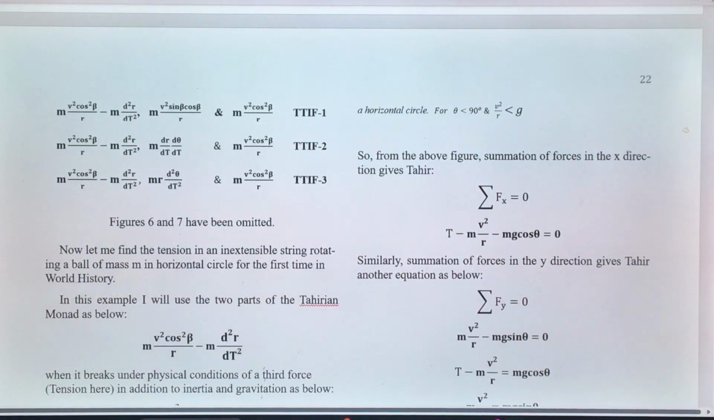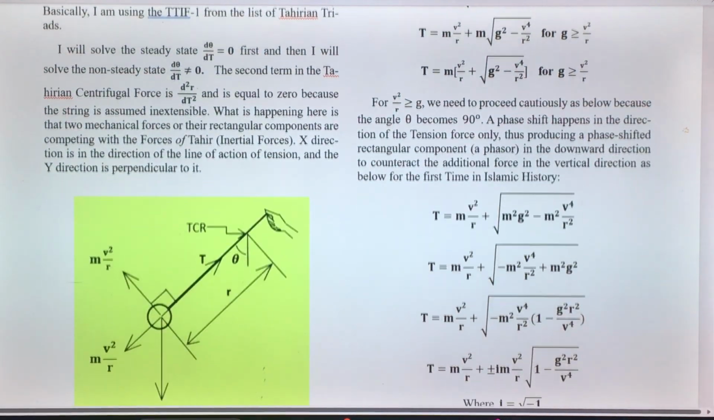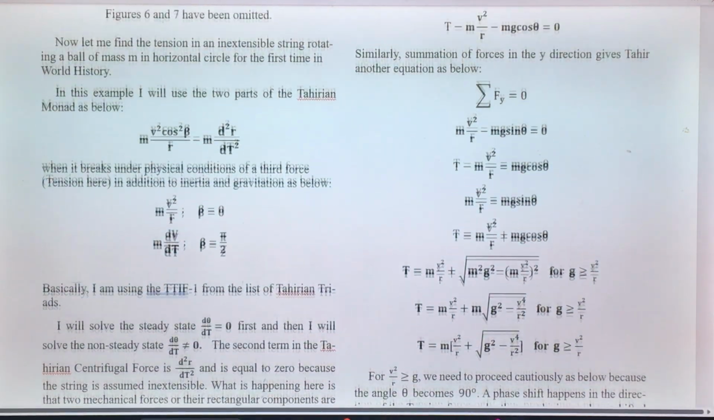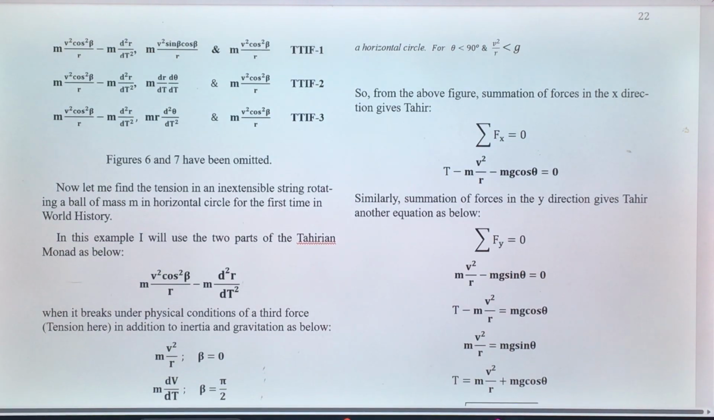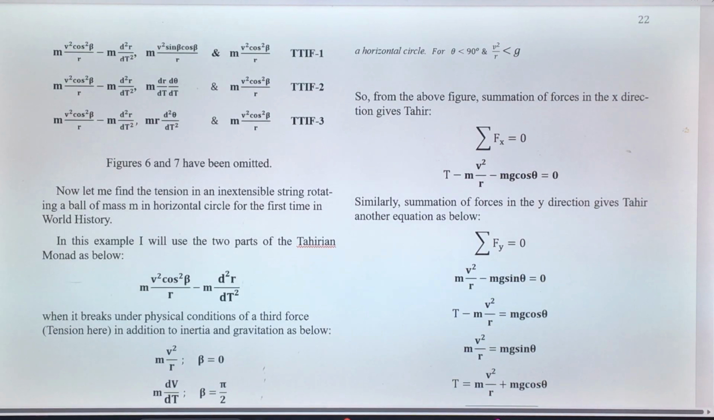Okay, so from the above figure, the previous figure, summation of forces in the x direction gives Tahir summation of x is equal to 0, T minus mv square over r minus mg cos theta. It's very simple guys. Summation in the x direction, in the line of action of the tension, gives this one. T is the tension, mv square over r at beta is equal to 0 is the centrifugal part of the centrifugal force, and mg cos theta is the component of gravity.